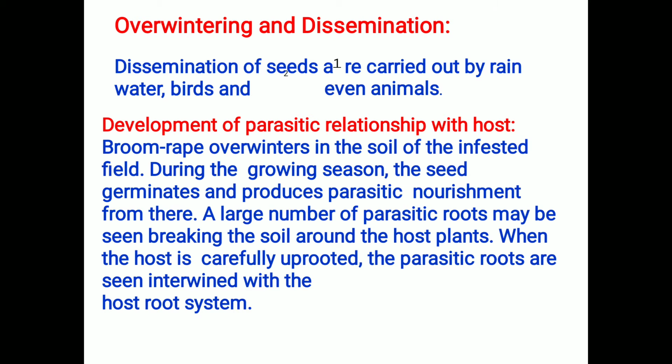Then, as we know, what is the exact mechanism of how that broom rape attacks the root. Suppose this is the roots, this is your main plant.